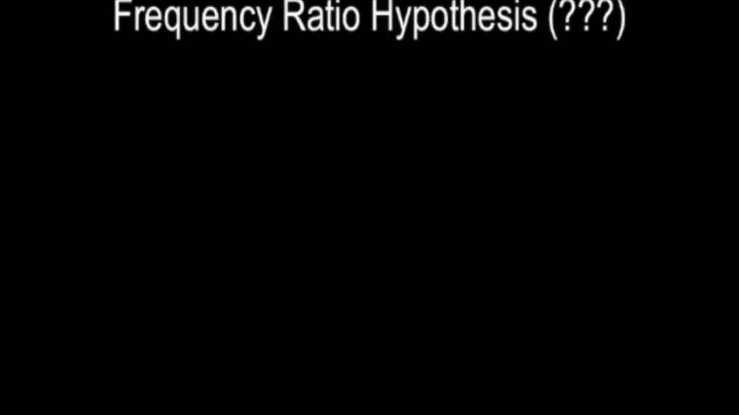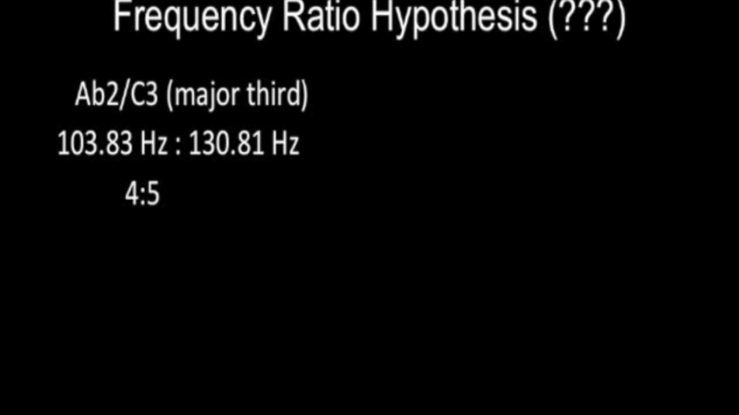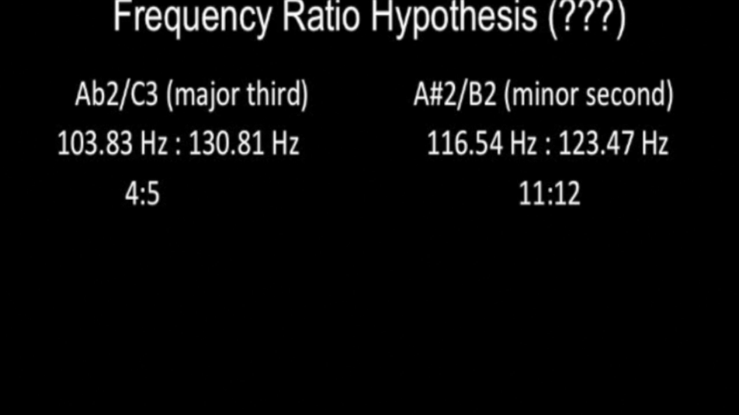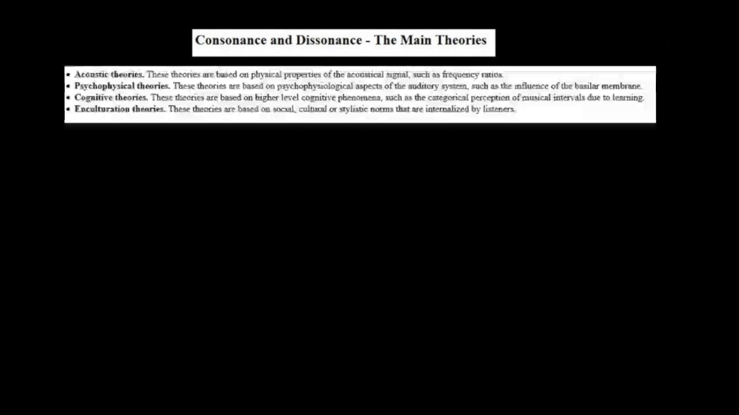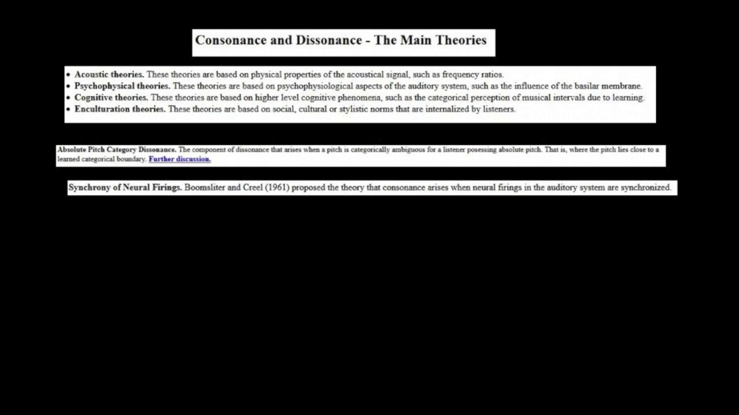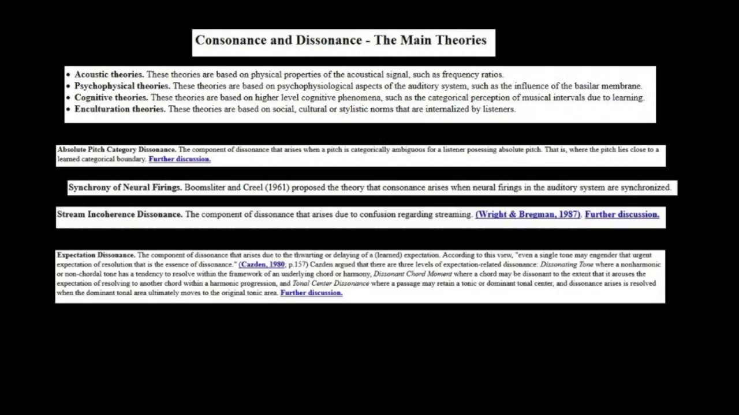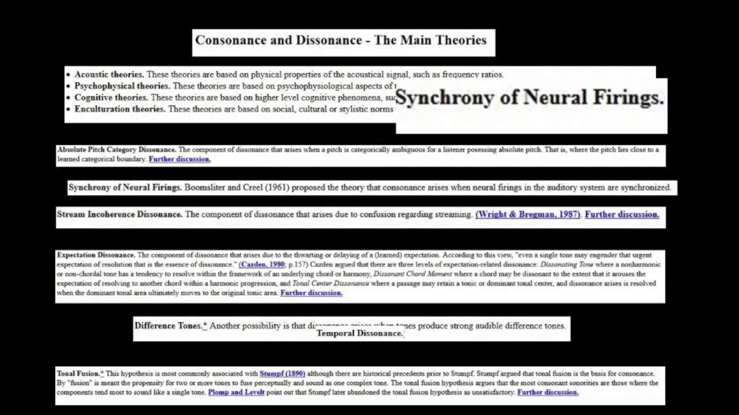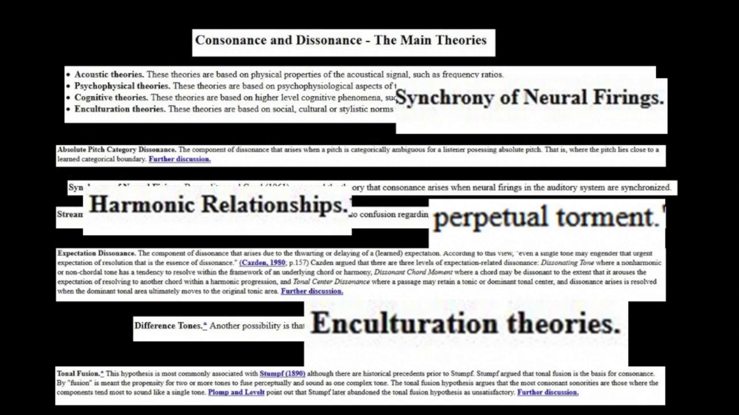However, there is one peculiar exception to this hypothesis. When played together, A flat and C, a major third, sound much less consonant than A sharp and B, a minor second. There are tons of other theories about consonance and dissonance that make up for this hole in the frequency ratio hypothesis, but they deal with cognition, cultural norms, and the biological aspects of the auditory system, so we're not going to deal with them. After all, math can't solve everything.